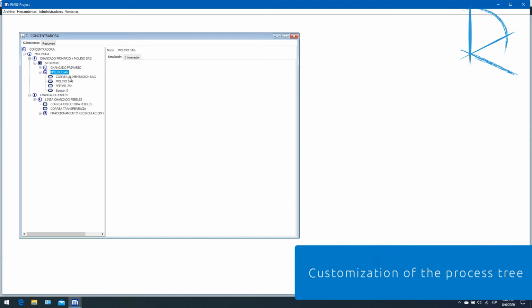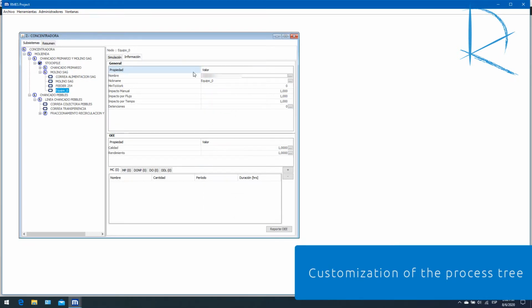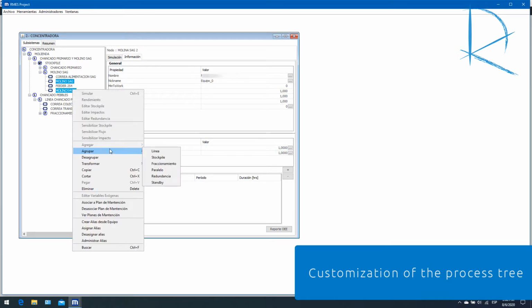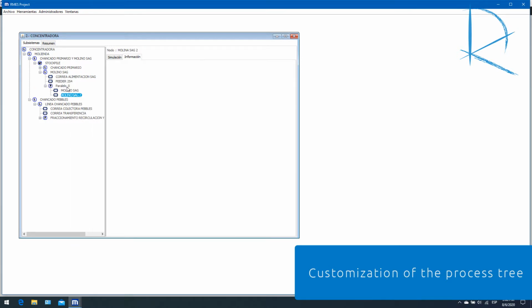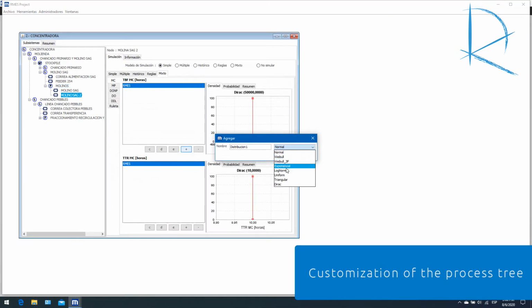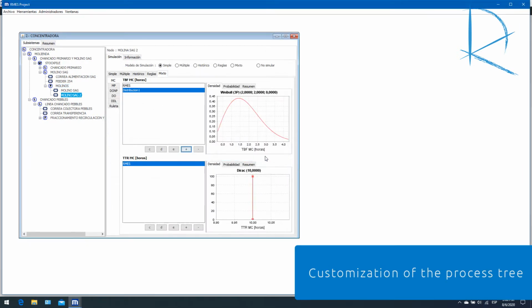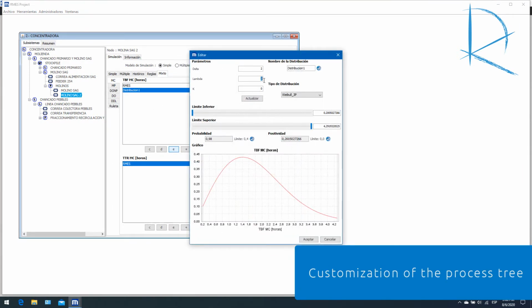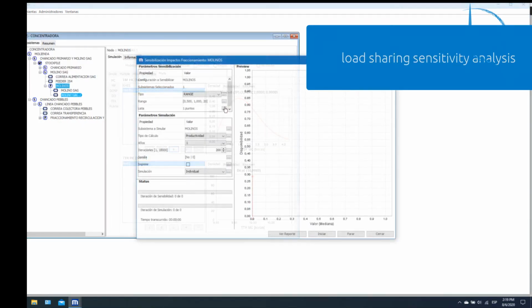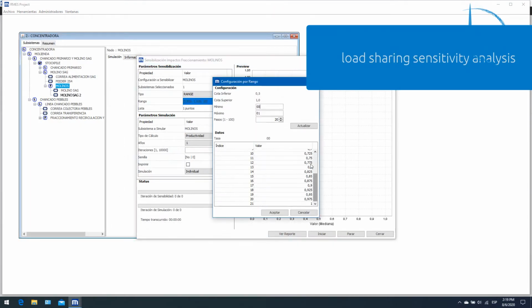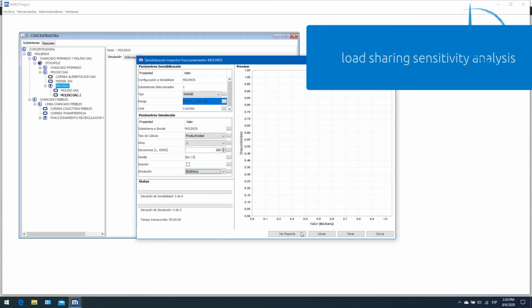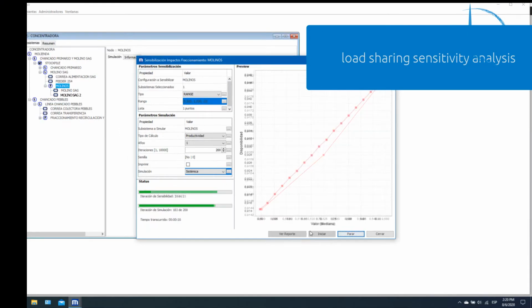Different scenarios can be evaluated by modifying the structure of the processes. For load-sharing processes, it is possible to sensitize the load level of every equipment or process to find the best configuration.